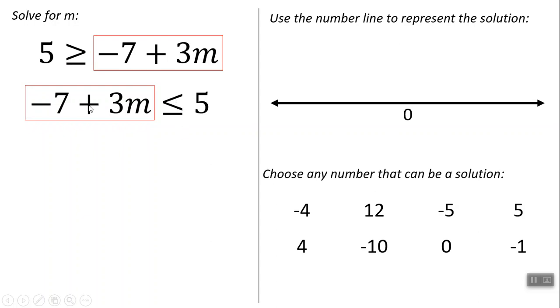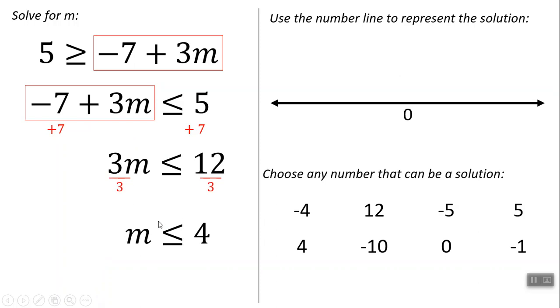Now some of you might even want to rewrite it as 3m minus 7, but I'm not going to do that right now. I'm going to show how to solve for it from here. First, we don't have any negative coefficients, so we're not going to worry about reversing the sign again. We are going to add 7 to both sides, and we get this. And then we're going to divide both sides by 3. m is less than or equal to 4.